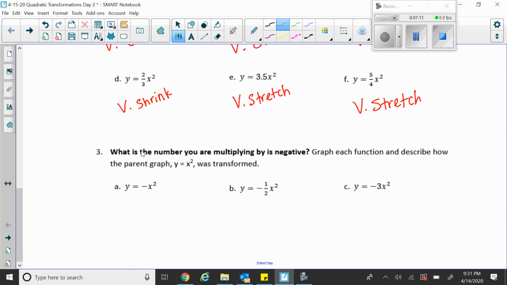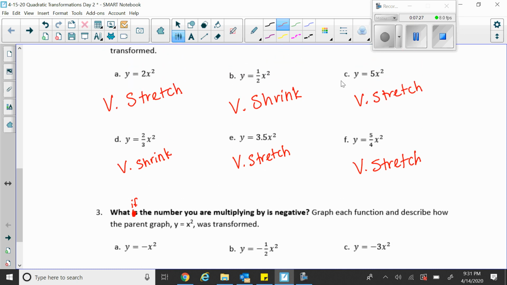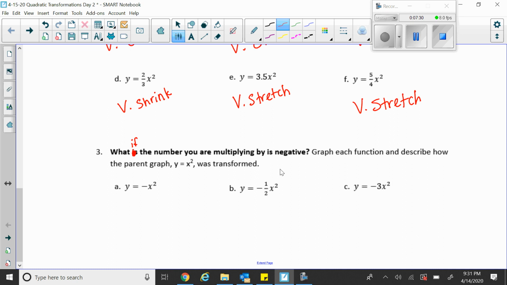Okay, so now what I want to do is look at what happens. It says, what is, oh, that should say what if. Sorry, guys, my bad. Let me fix that because it's going to drive me nuts. There you go. What if the number you are multiplying by is negative? Because we didn't look at any negatives up here. All of these were positive numbers. So let's see what happens if we have a negative x squared instead of just the regular old x squared.